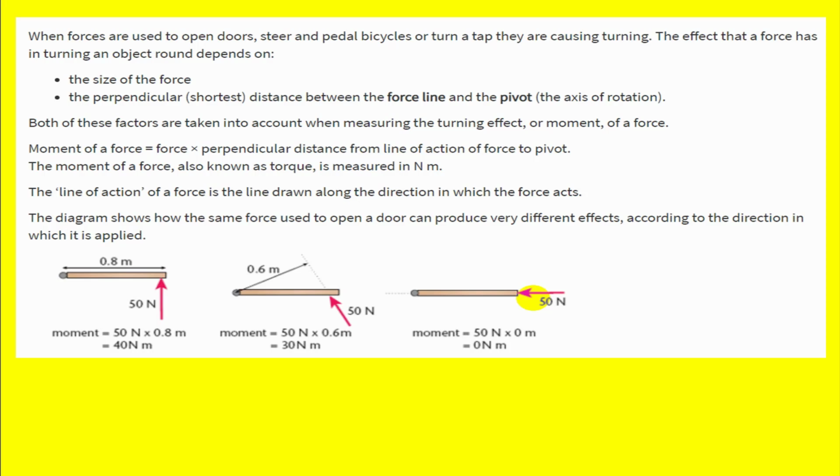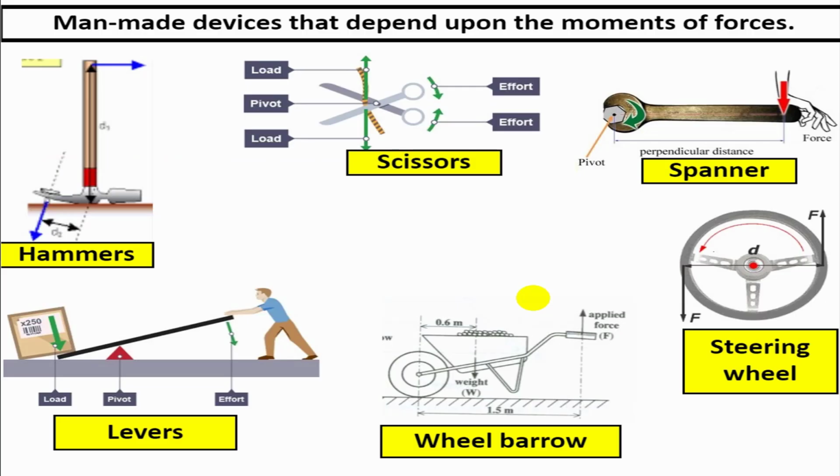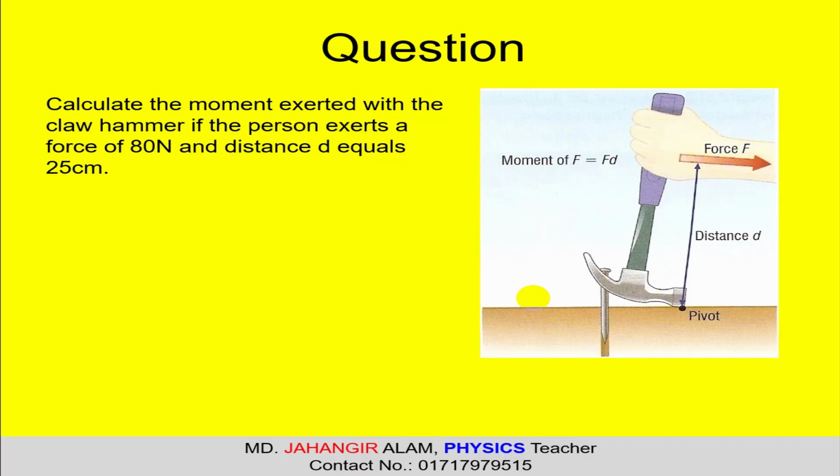So when forces are used to open a door, steer, pedal a bicycle, or turn a tap, they are causing turning. The effect that a force has in turning an object around depends on the size of the force and the perpendicular distance from the force line to the pivot. That means the axis of rotation. Man-made devices that depend upon the moments of forces: hammer, scissors, spanner, levers, wheelbarrow, car steering wheel.